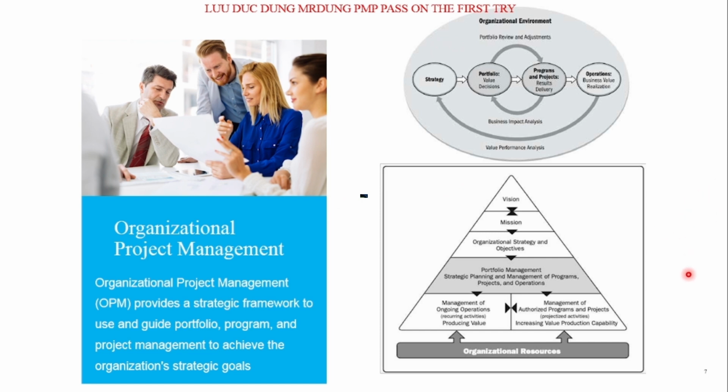So, based on this, we know that the project and program is very important. It's very important to achieve the mission, vision, or strategic portfolio here. Based on the project and program management, we can step by step achieve the company strategy or mission, vision.